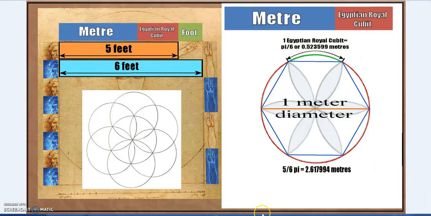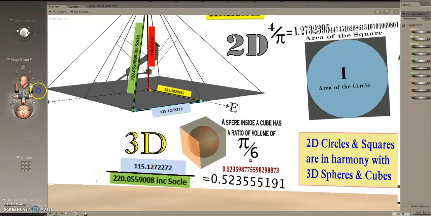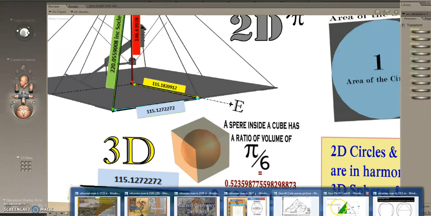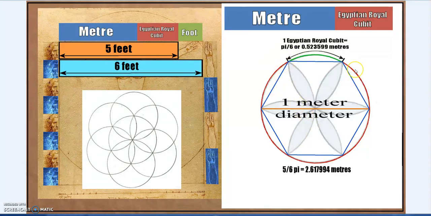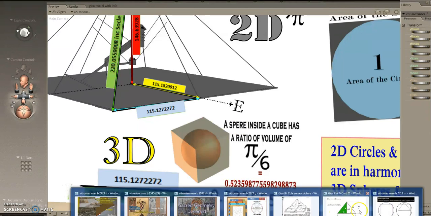That's a measurement. Well, the area of a sphere, okay, sorry, typo there, it's not a sphere, it's a sphere inside a cube. So we've inscribed a circle in a square, which is 4 over pi ratio of area. That's two-dimensional. The Egyptian royal cubit itself is a one-dimensional measurement, but we also have 3 dimensions, because a sphere inside a cube has a ratio of volume of pi over 6, or 0.5235987.